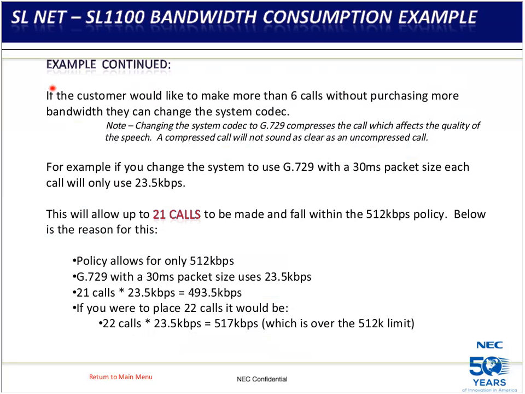Let's take this same example. If the customer would like to make more than 6 calls without purchasing more bandwidth, they could just change the system codec. So we're going to change the codec to use the G.729 codec, still at the 30 millisecond packet size. Now each call only uses 23.5 kilobits per second. This now will allow up to 21 calls to be made. And here's the math on that. 21 times 23.5 equals 493.5 kilobits per second. They're under the 512K limit.